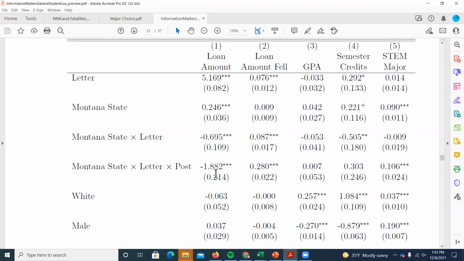They were less likely to take out a loan, more likely to take out a smaller amount of loans, more likely to switch into a STEM major. And here, even though it's not significant, it rose in size quite a bit, the number of additional credits that those students decided to take.